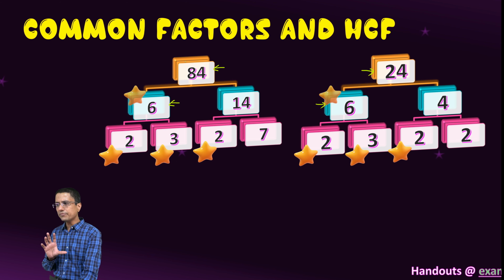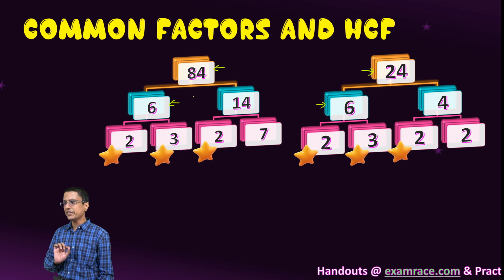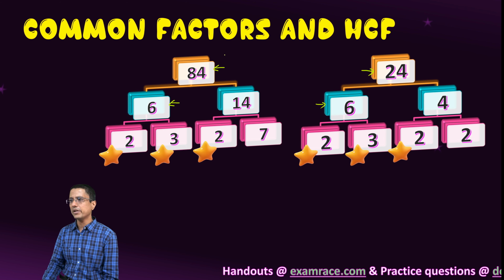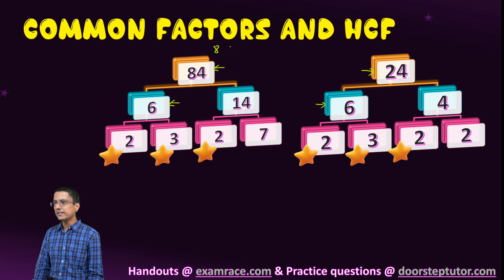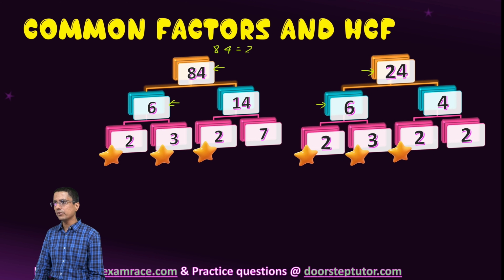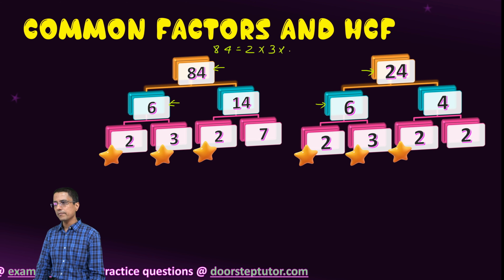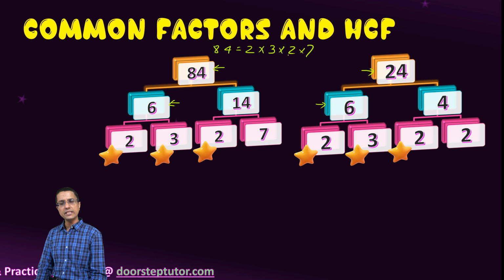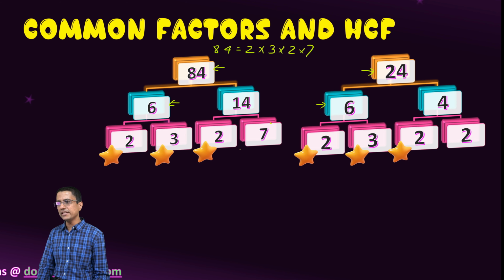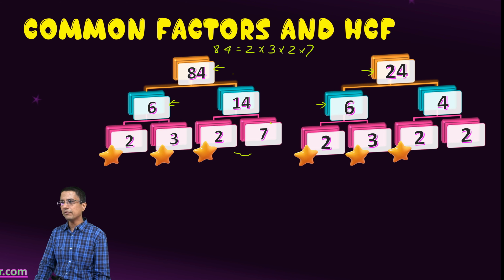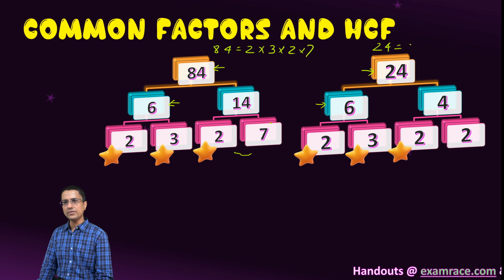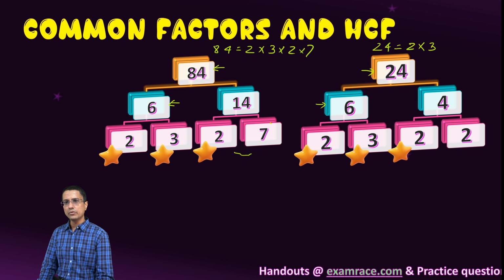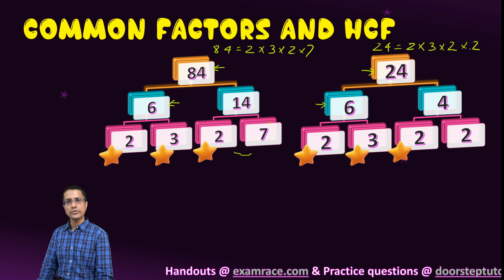Now let's focus on the prime factorization of these numbers, 84 and 24. The way I can do it, the prime factorization of 84 would go as 2 into 2 into 3 into 7. I have simply copied these numbers from the leaves of this tree. It's very simple, nothing difficult so far. Actually the concepts are very simple. For 24, it is 2 into 2 into 2 into 3. So that is what I have done.